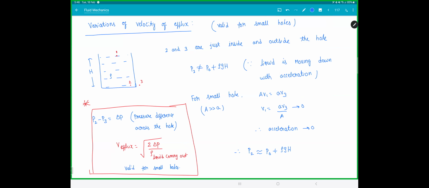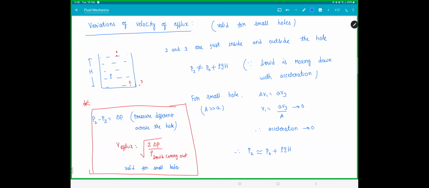Meaning, think of it like this. It's like you are having something like 10 by 100 minus 0.1, something like this. And you're saying it's okay, we'll just neglect it and we will just say it is 10. Something of that sort. That 1 minus small a by A square term goes off.